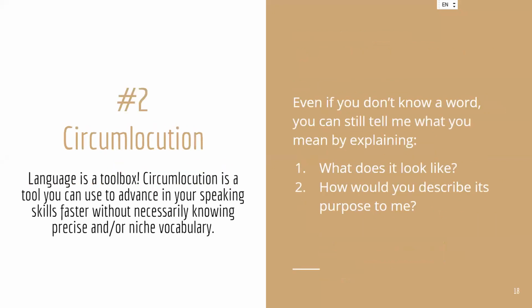Lesson number 2 is about circumlocution. Many of my students tell me that they feel like they don't know how to speak English because they have a really short vocabulary or they don't know specific words. And I like doing this lesson early on because it communicates that even if you don't know a word, or if I don't know a word, I can still understand what you mean or what you're saying.